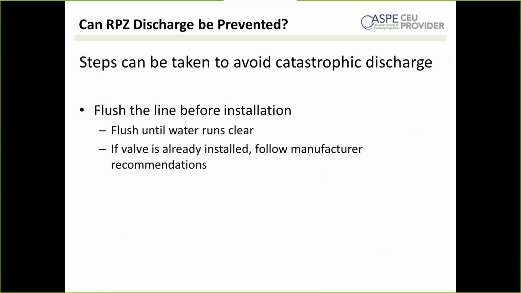First one is flush the line before installation. This is particularly for new construction. Construction tends to stir up debris that's been sitting in the water mains, and also all of that new underground piping that's going in isn't necessarily clean and clear of debris when it gets installed. I've seen gloves, chunks of concrete, bits of 2x4s, animals, just about everything that was probably not sitting in the water main. It probably came from that new underground pipe.